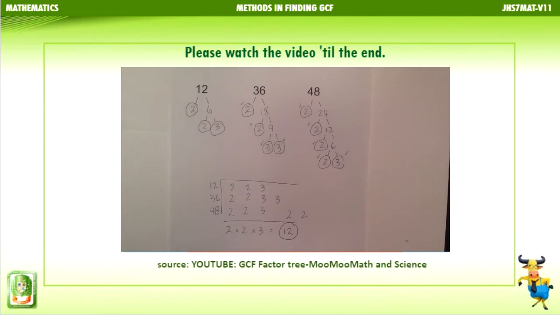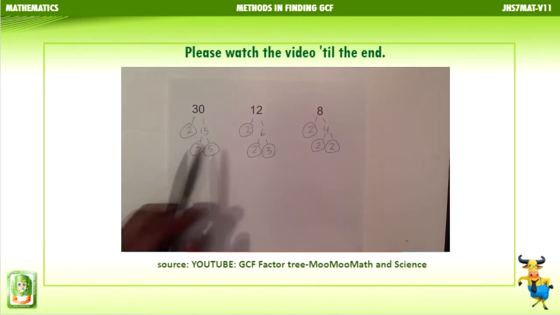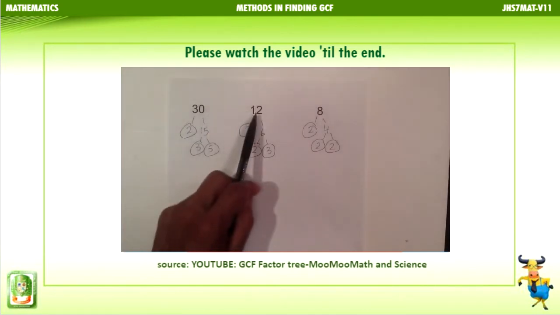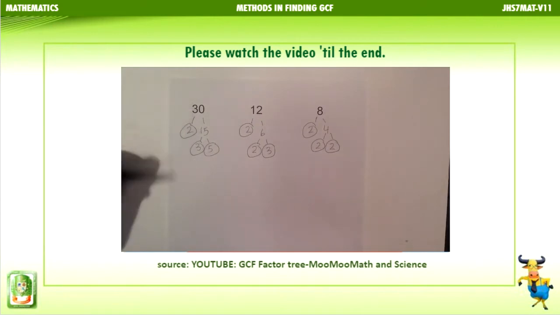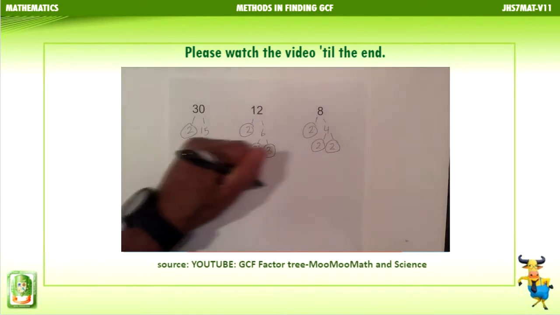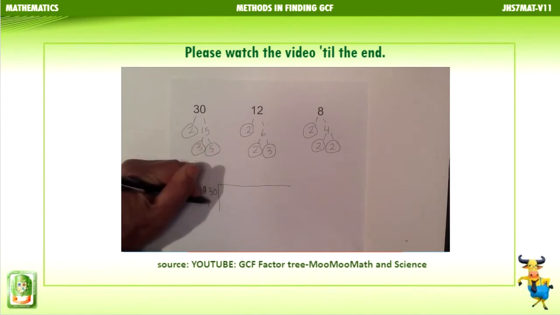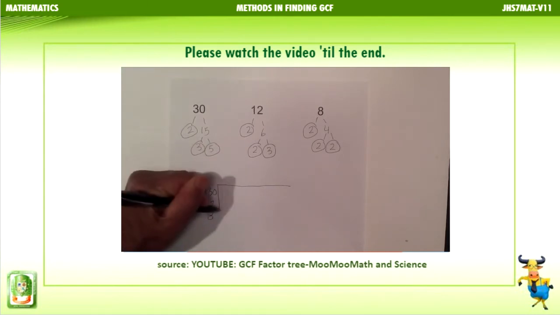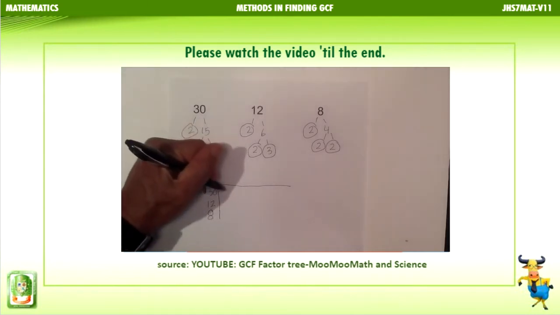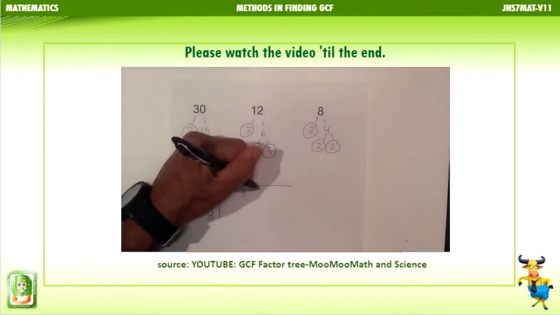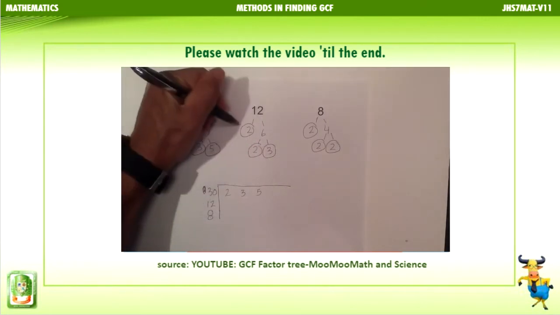Let's work one final one. We have 3 numbers again, 30, 12, 8. Here's the factor tree. Create my prime factorization chart. We have 30, it's a little messy, 30, 12, 8. So for 30, I'll write 2, 3, 5. For the 12, I'm going to put a check.